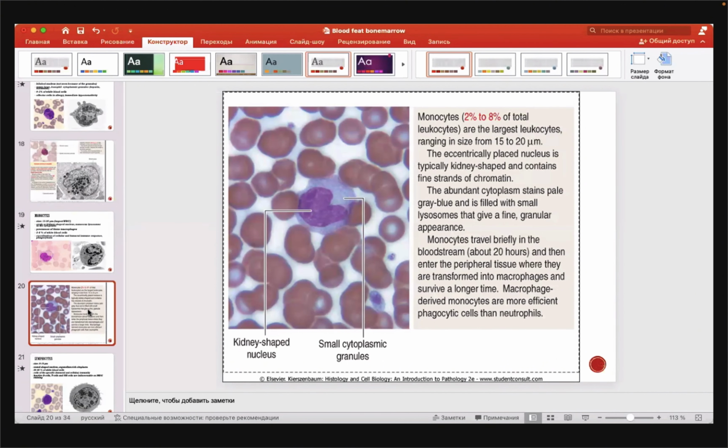So these cells are the largest among the white blood cells. The size ranges from 15 to 20 μm in diameter. The nucleus is kidney-shaped, a centrally placed nucleus. All these cells belong to the type of traveling or wandering cells. You remember that connective tissue includes two main groups, fixed cells and wandering cells. So cells of the blood belong to the group of wandering cells.